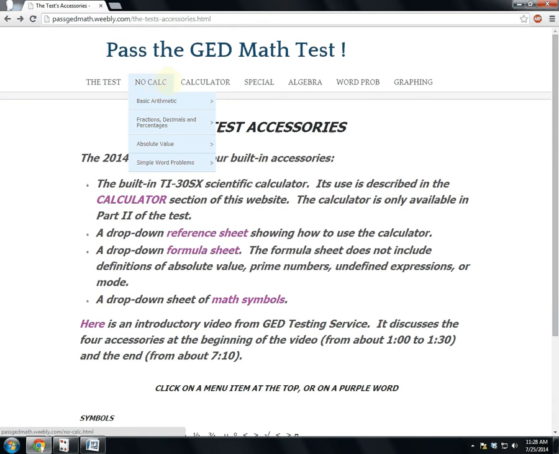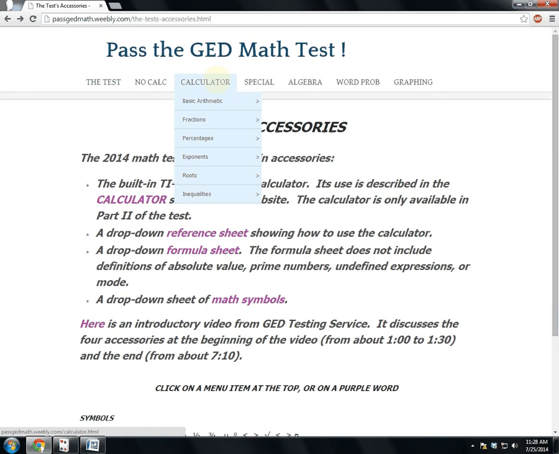Now let's look in more detail at the calculator skills. The built-in TI-30SX calculator is your best friend on the test. It not only will save you time, but even more importantly, if you get good at the calculator, you can bypass math skills like order of operations or least common denominator or even simplification of results. The calculator will do all of that for you directly.